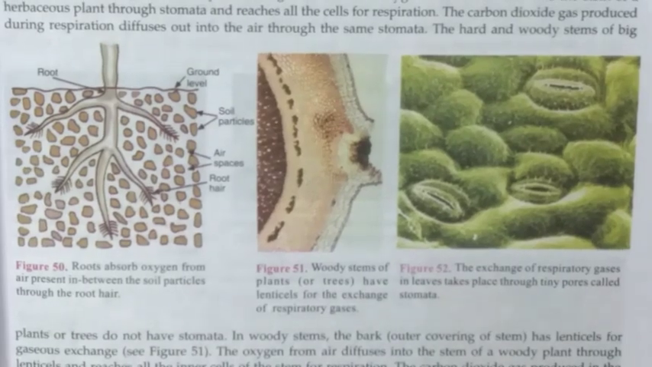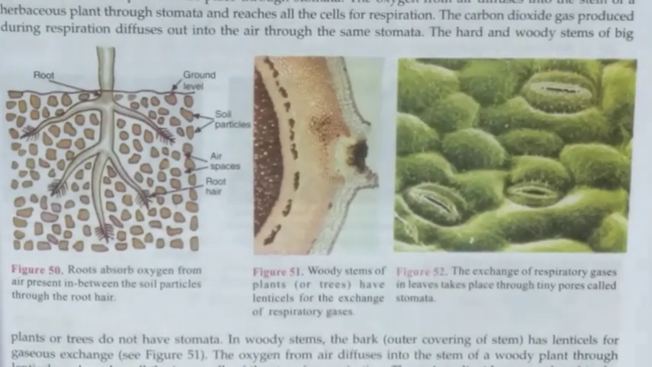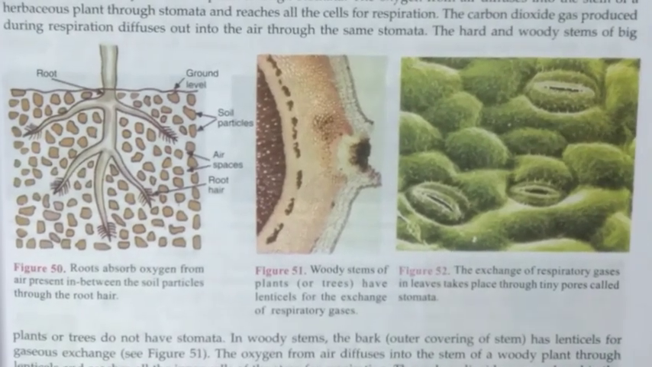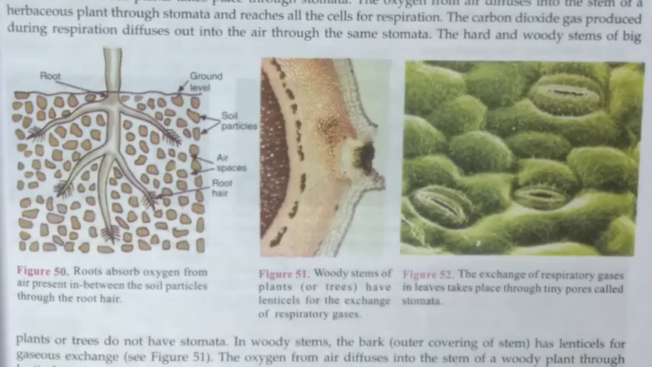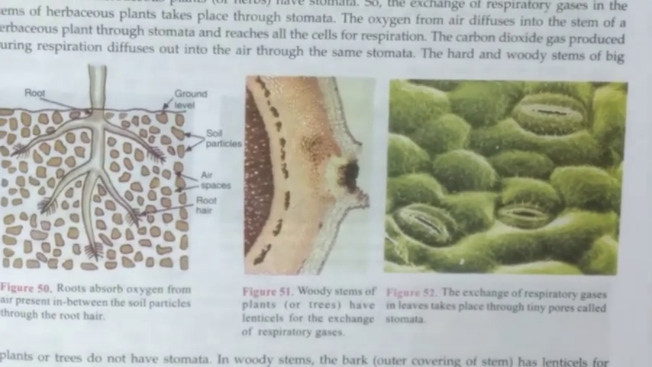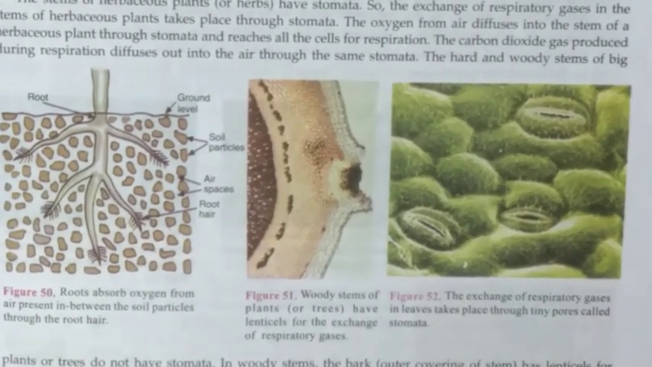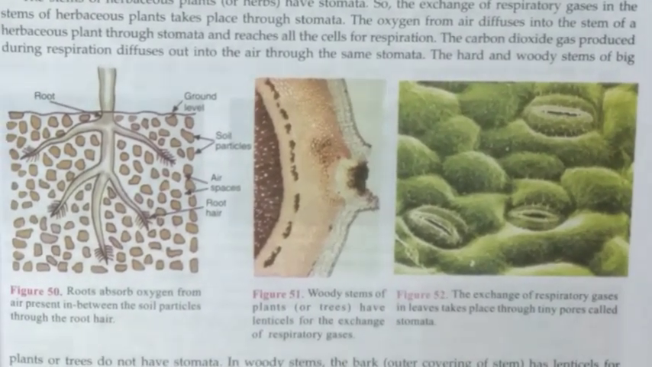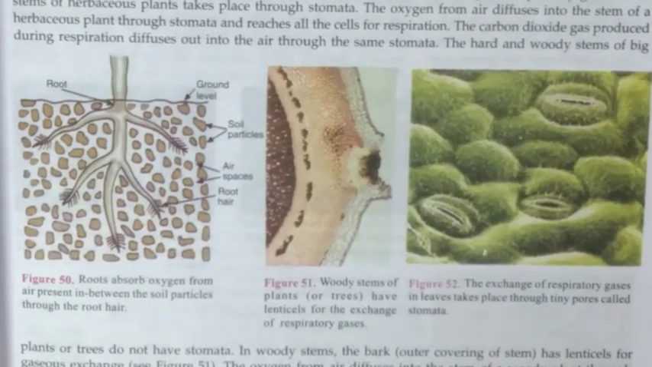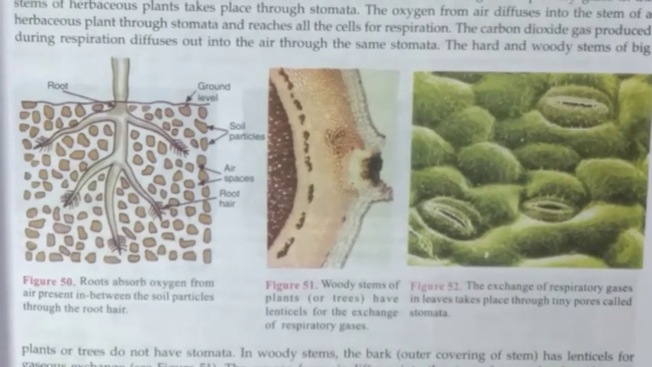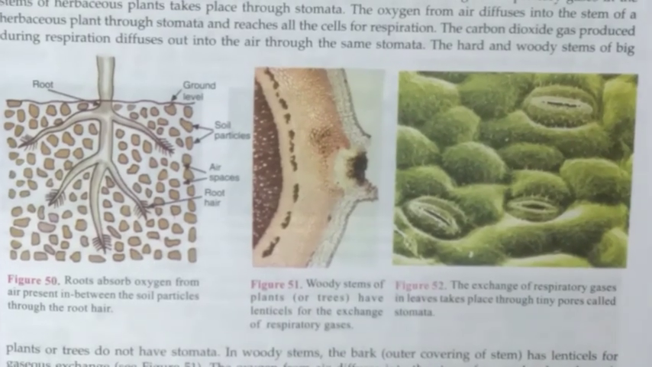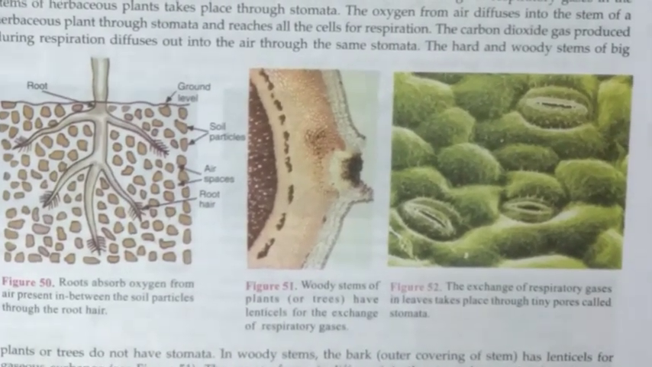Now the respiration in stem, how does it take place? The stems, as we all know, for small herbaceous plants, have stomata in them. Whereas the hard and woody stems of large plants, trees, have lenticels in them. Now a lenticel is a small area of bark, which you can see in the second picture. A lenticel is a small area of bark in a woody stem where the cells are loosely packed, allowing the gaseous exchange to take place.